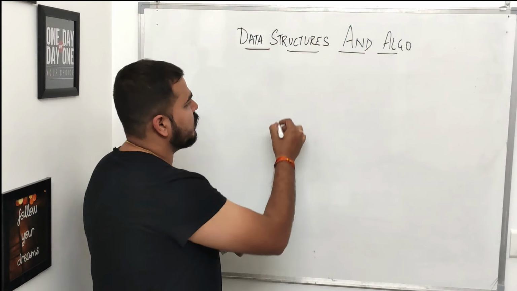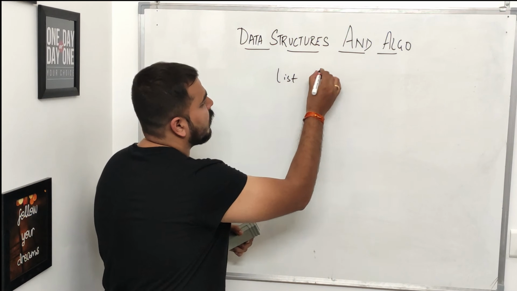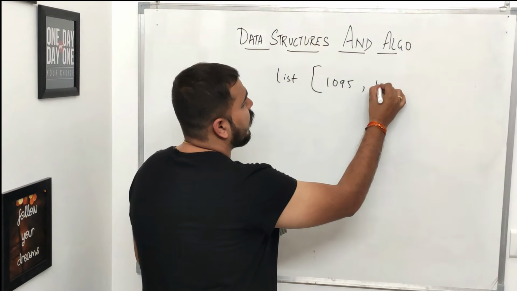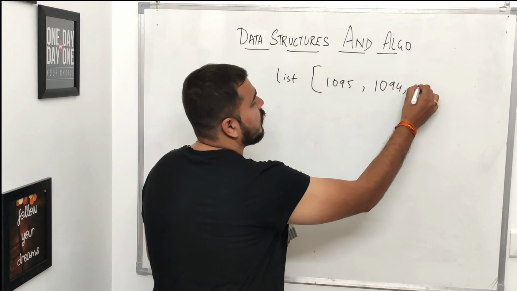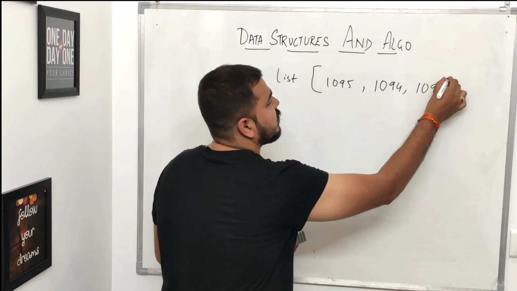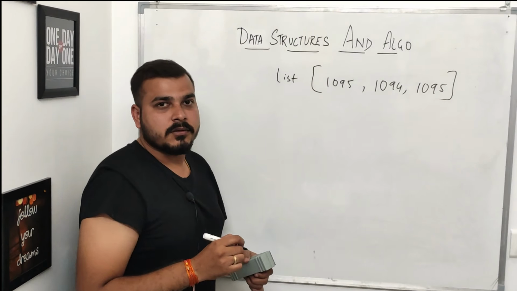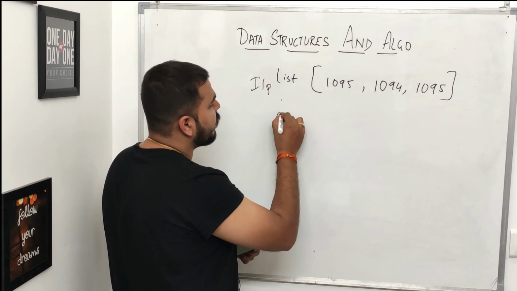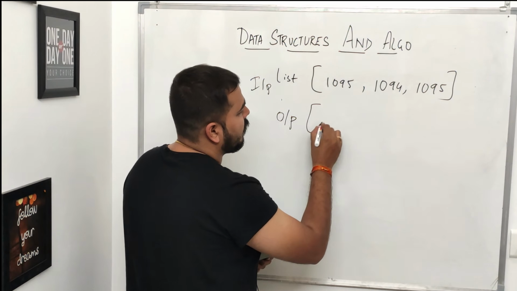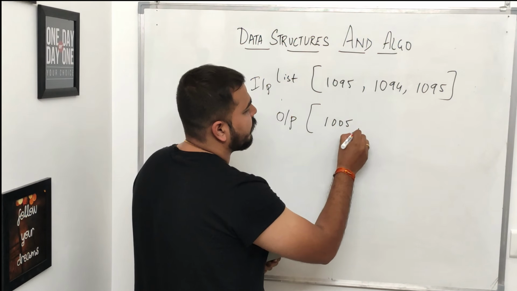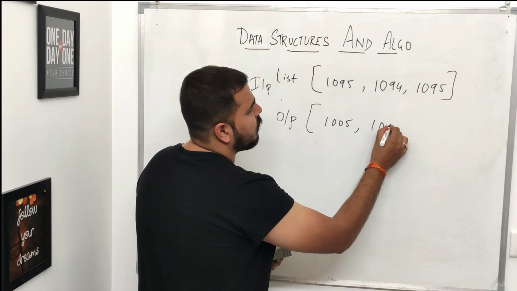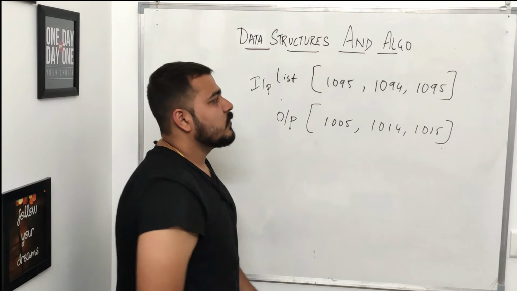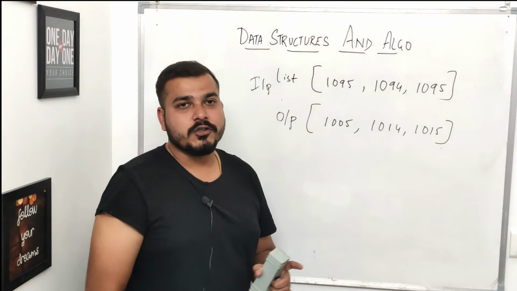So the question is, suppose you have a list of numbers. The list of numbers looks something like this: 1095, 1094 and 1095. Suppose this is my list of numbers. Now if you're giving this as an input, your output should look something like this: 1005, 1014, 1015. Okay, so this is the output that you should get.